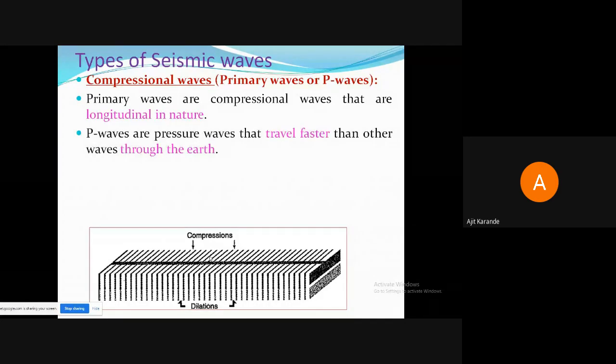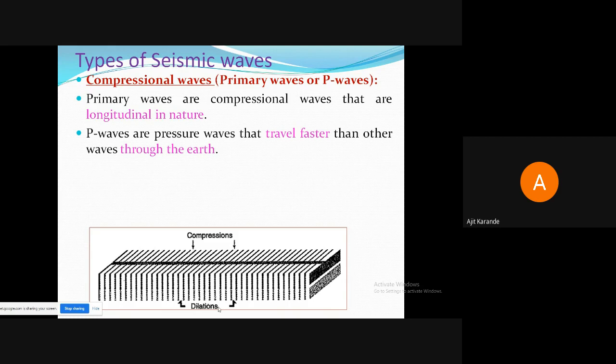Let's see compressional waves first. As far as P waves or compressional waves are concerned, they are known as primary waves, push or pull waves, longitudinal waves, or in some cases compressional waves. Now, why are these particular waves called longitudinal waves or compressional waves? Because of the behavior of these waves. Here you can see at the bottom one figure, in which some dilation and refraction takes place.